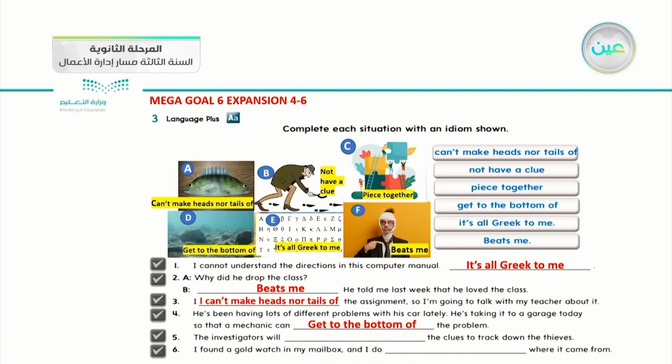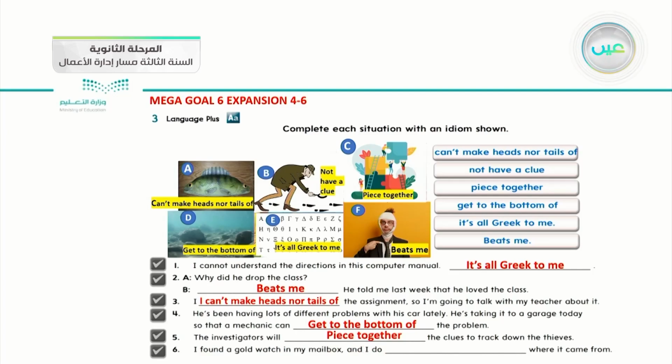Number 5, the investigators will piece together the clues to track down the thieves. What do you think it is? Piece together, which means he collects the clues to reach the thieves in the end.